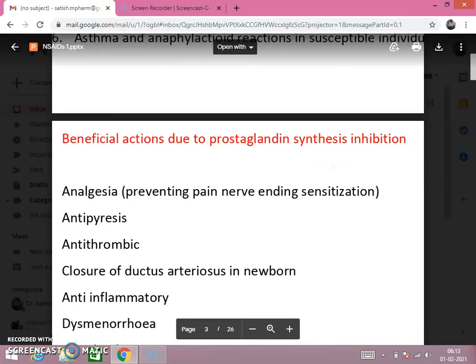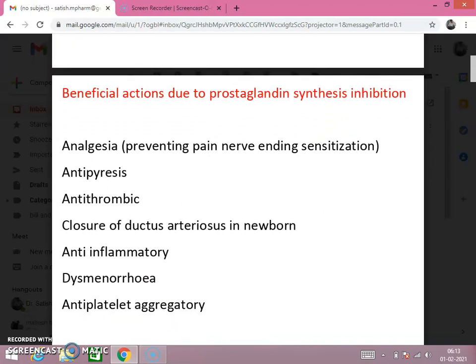So even some of the beneficial effects we can come across by blocking the prostaglandin synthesis. In the previous slide we had seen the drawbacks of prostaglandin inhibition. So now let us see about the benefits. What are the advantages of blocking this prostaglandin synthesis?